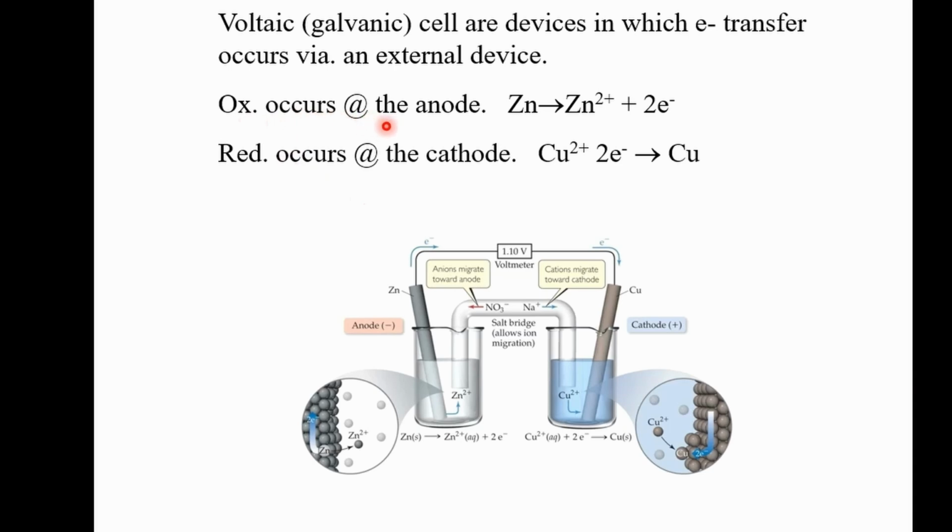All right, oxidation occurs at the anode. We see electrons are a product. Reduction occurs at the cathode. We see electrons as a reactant.